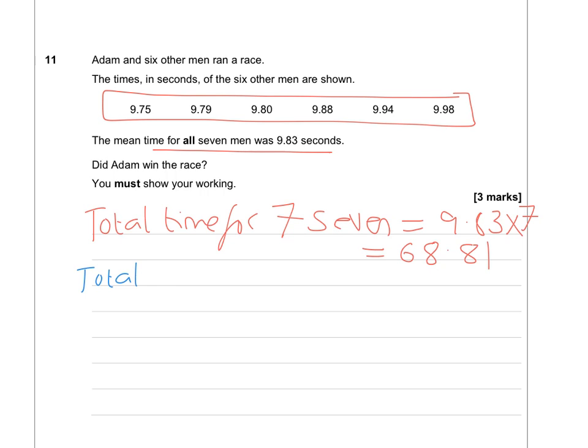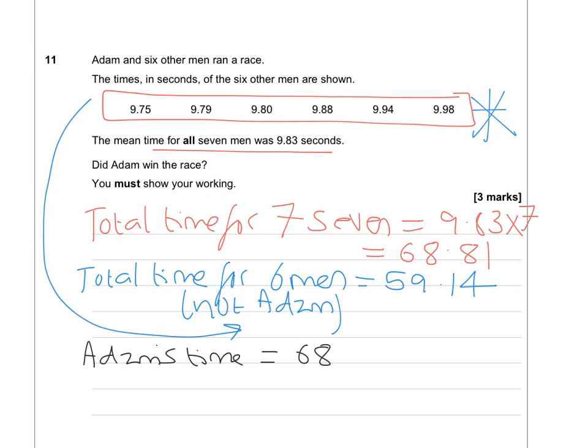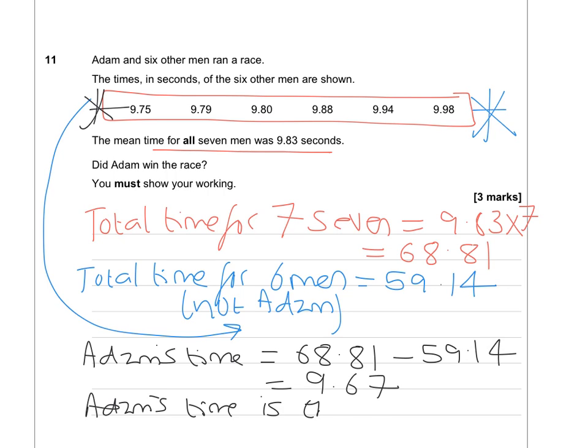We're now going to work out the total time for the 6 men, i.e. not including Adam, which of course is the total of these times over here. So we're adding together these 6 values. This comes to a total of 59.14. This means that Adam's time must equal 68.81 subtract 59.14, which equals 9.67. Now this is less than all of the other times on the list, so Adam's time is the lowest and he wins the race.